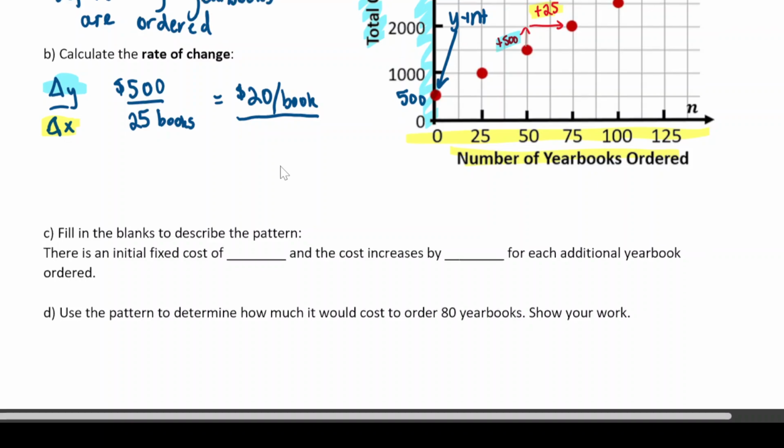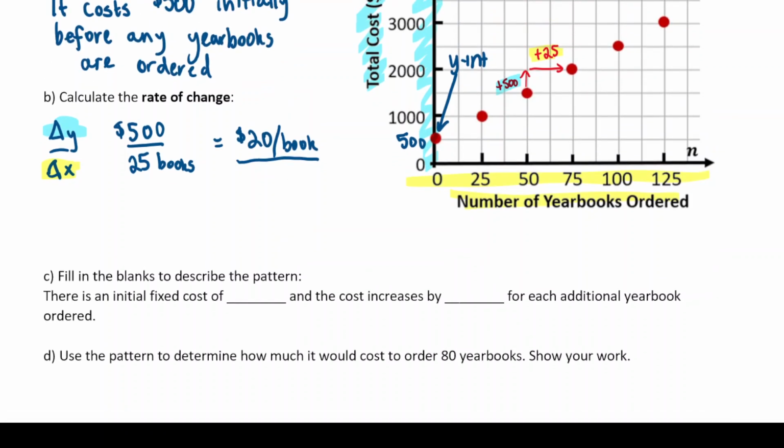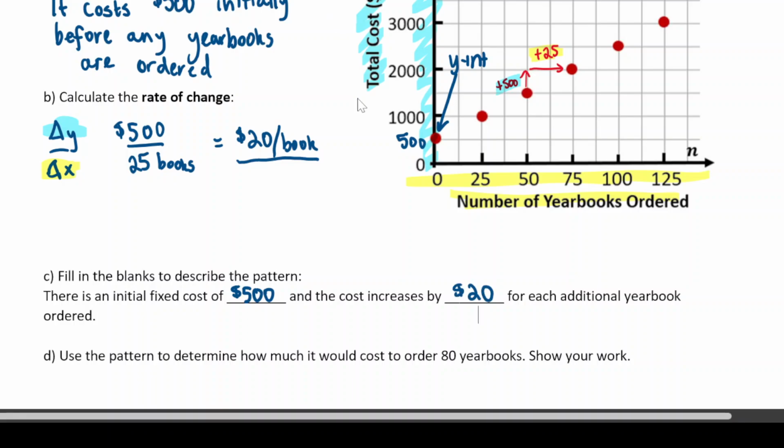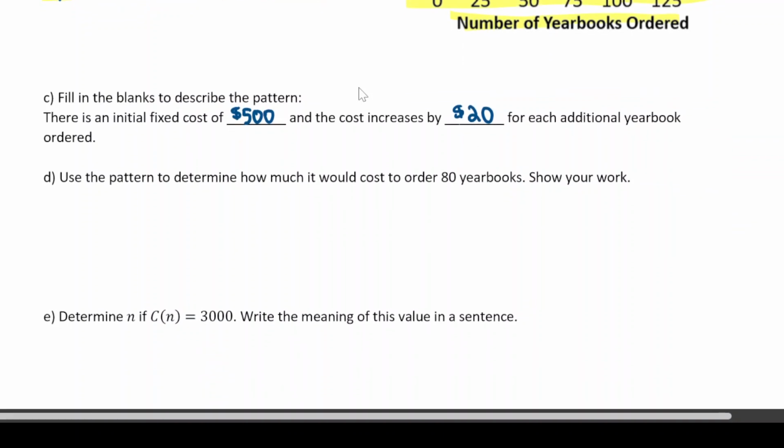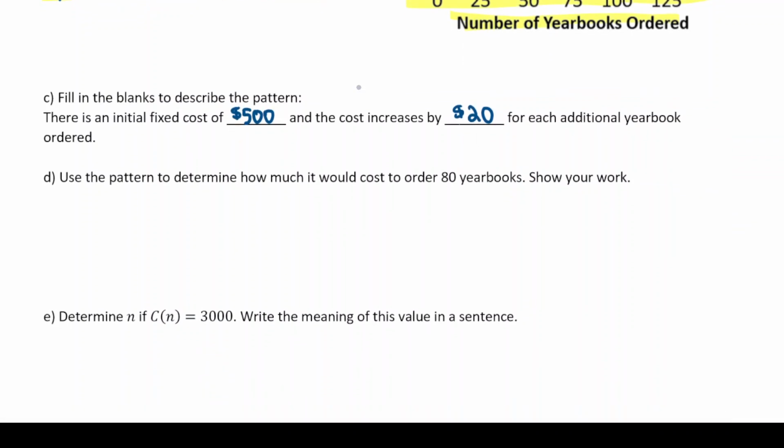Okay, so now I'll fill in the blanks. There's an initial cost of $500. And the cost increases by $20 every time you buy a new book. So use the pattern to find out how much it would cost to order 80 yearbooks. Okay, so 80 yearbooks we would start with the $500 fixed cost, and then it costs $20 for every book, so times 80 books. And so that would be, if you add that up, it's $2,100. Okay.